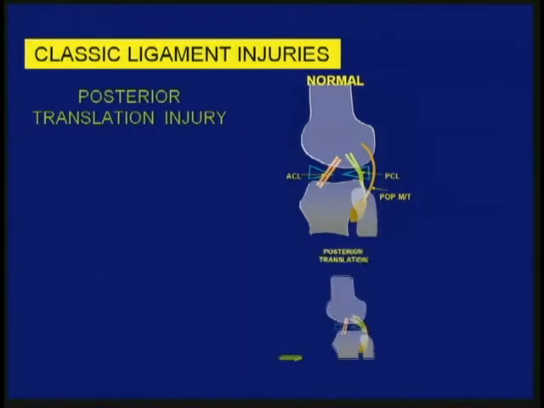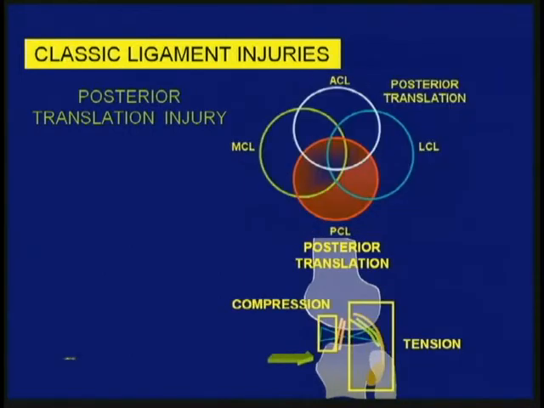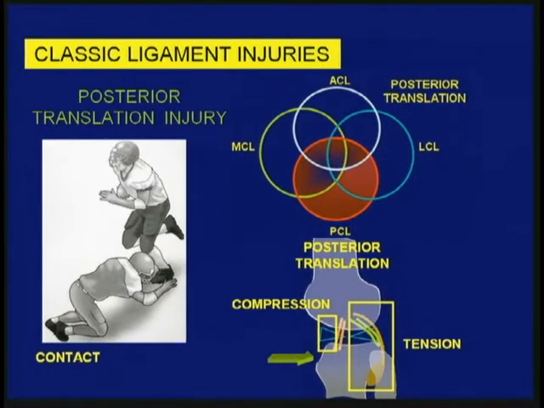The second is a posterior translational injury. I'm sure you've seen this in your practice. Here, the tensile force is mainly in the posterior 2/3 of the joint. The compressive force is in the anterior 1/3. The typical pattern of failure is the PCL, but this can be combined, as shown in the Venn diagram, with injuries to other supporting structures. This can occur in American football if you're struck like this on the anterior aspect of the knee.